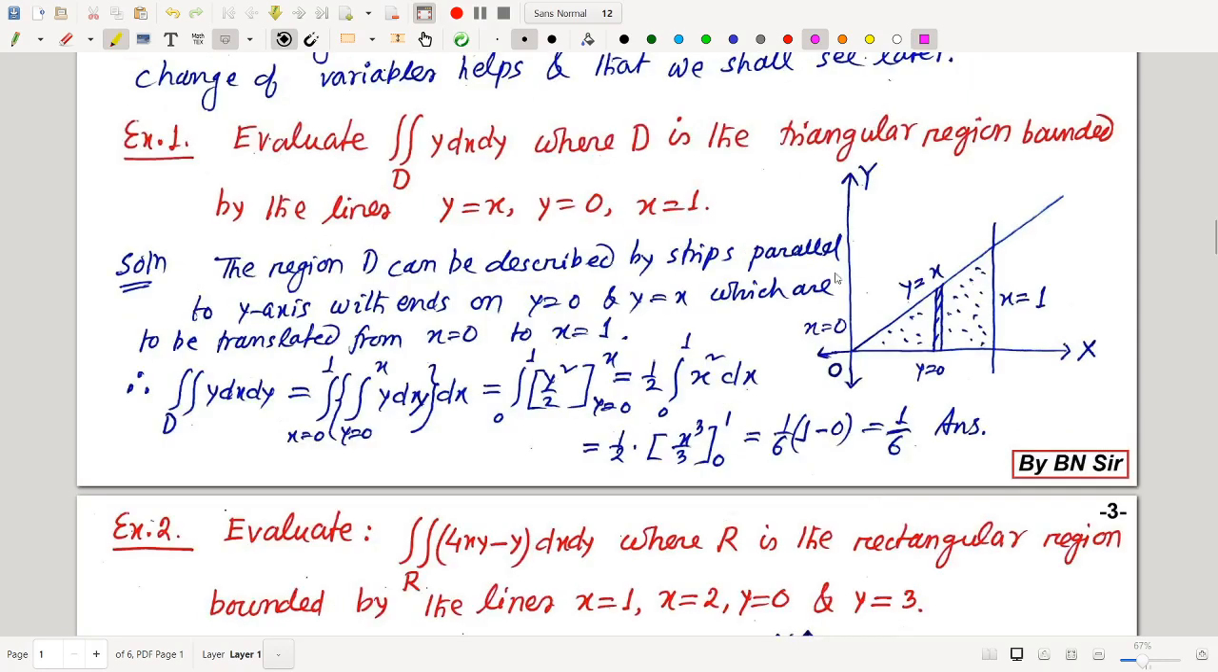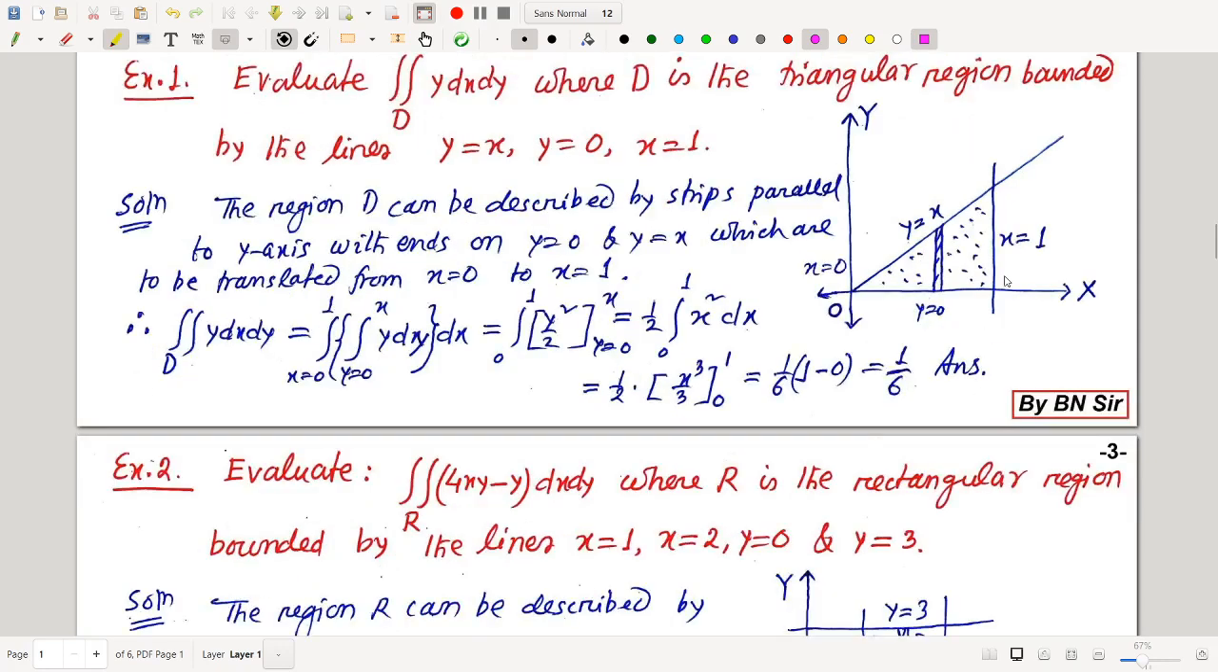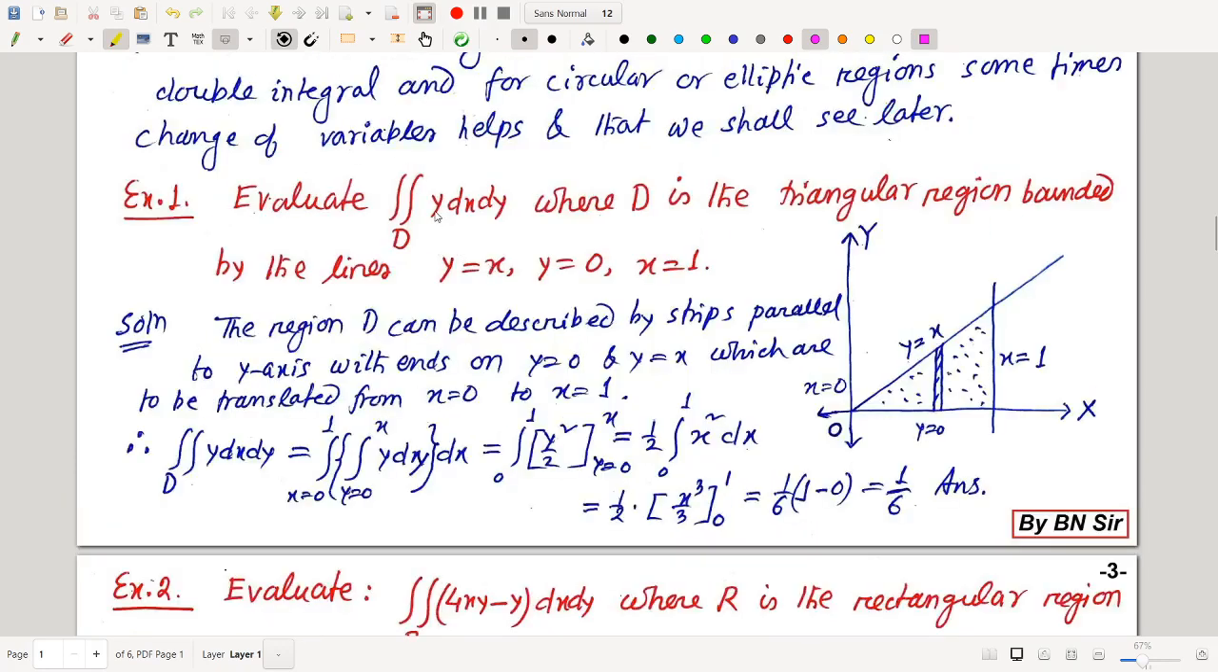So a rough figure is always necessary. This line is y equal to x, making an angle of 45 degrees with the x axis; we know the slope is 1. And y equal to 0 means the x axis, and x equal to 1 means this line. So this is the triangular region, the shaded region, and we have to integrate the integrand y.